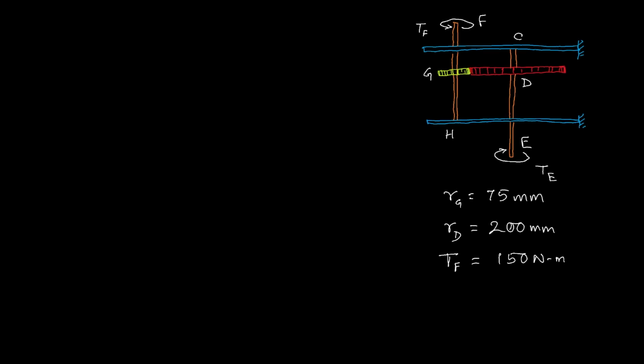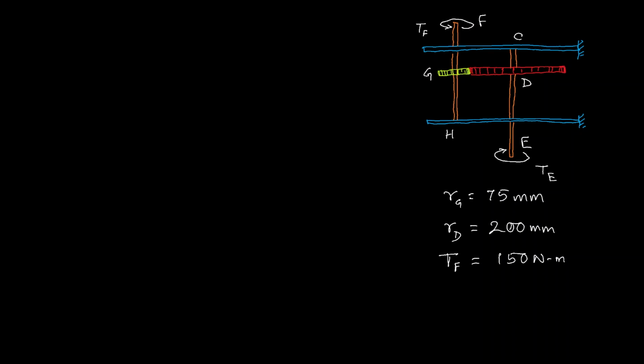In this segment, we are going to discuss a problem on torsion. So, what this problem tells us is this. There are two gears, G and D. The mean radius of gear G is 75 mm and the mean radius of gear D is 200 mm. At C and H they are mounted on frictionless bearings on the brackets, and at E and F they are subjected to the respective torques.